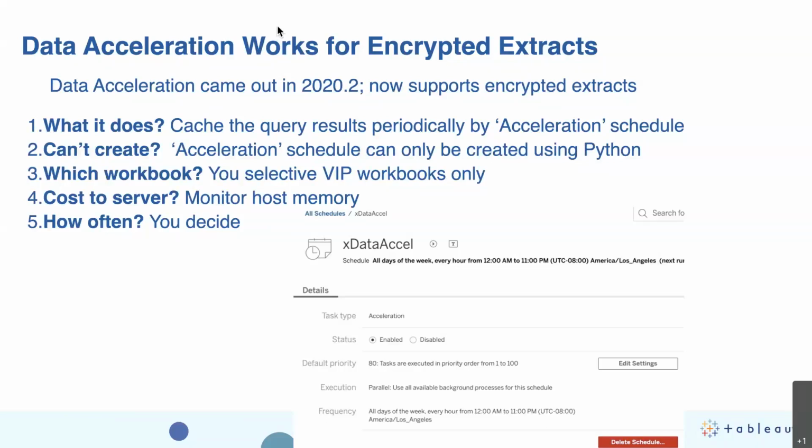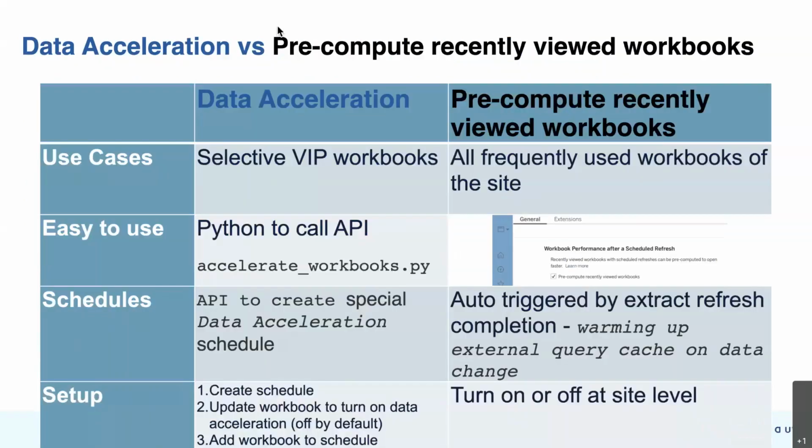Now you may ask, what is the difference between data accessorization versus pre-compute recently viewed workbooks? The pre-compute recently viewed workbooks feature has been there for a couple of years. That is a beautiful feature. By default, I think it is checked. The screenshot you can see there in the middle. What it does is, for frequently used dashboards, after each extract refresh, it triggers pre-computing of the query result, basically cache warm up.